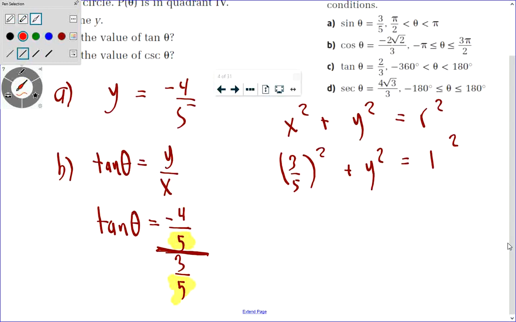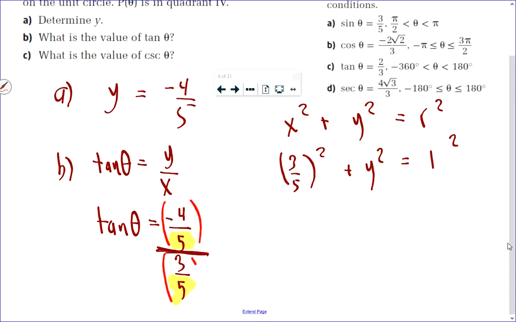And I can accomplish that by multiplying the top and the bottom by 5. And look where I wrote the 5s. I wrote it so that I can see clearly these cancel and these cancel. And then I'm left with -4/3. So the answer to B is -4/3. Is that okay?